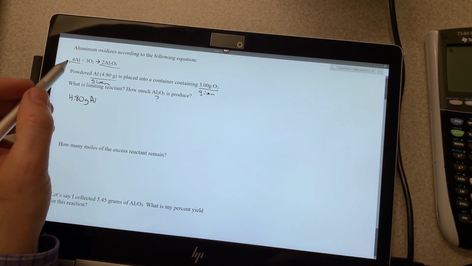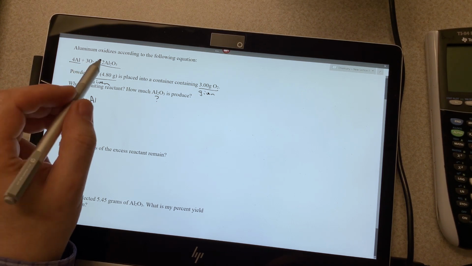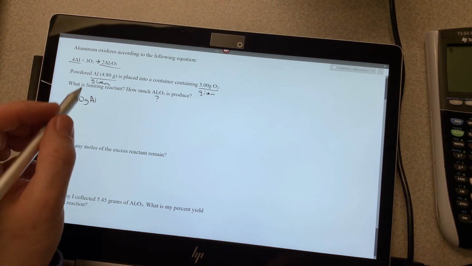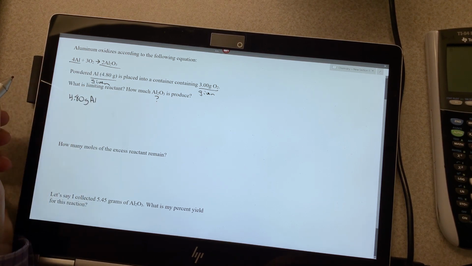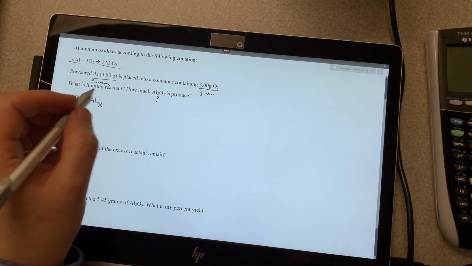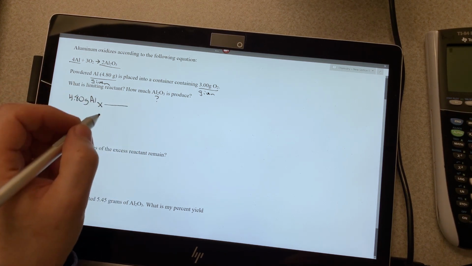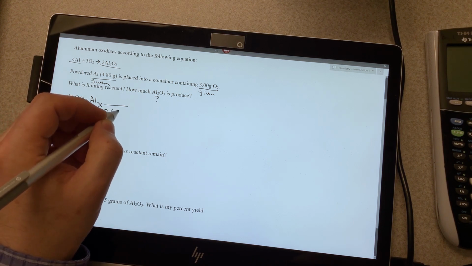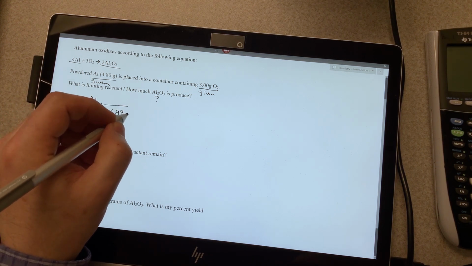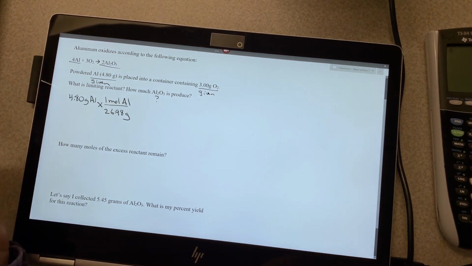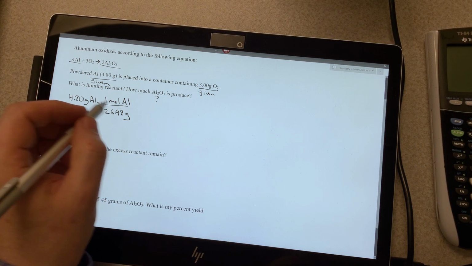My balanced chemical equation is a mole ratio. 4 moles of aluminum reacts with 3 moles of oxygen to produce 2 moles of aluminum oxide. I'm going to use that mole ratio, but I have to convert my grams to moles first. So I have to make use of my molar mass. Right? I look up aluminum on my periodic table, and it's 26.98 grams per mole of aluminum. Right? That's just right off there.